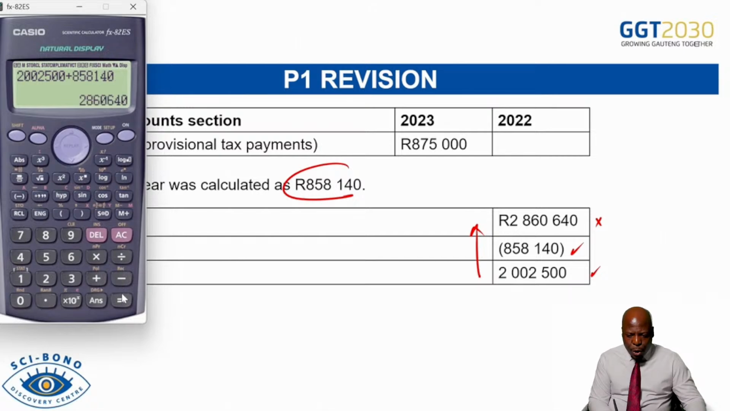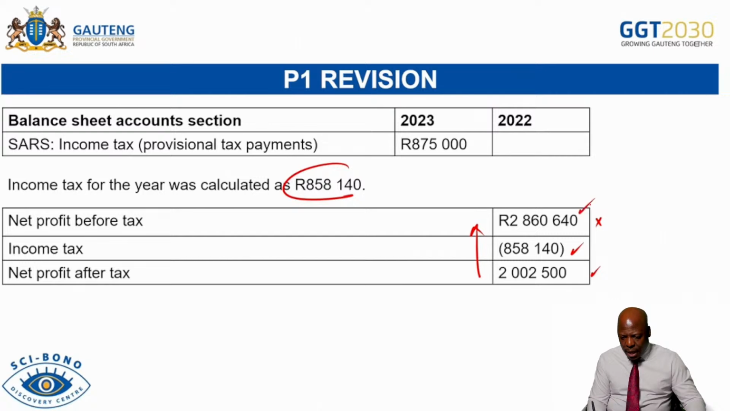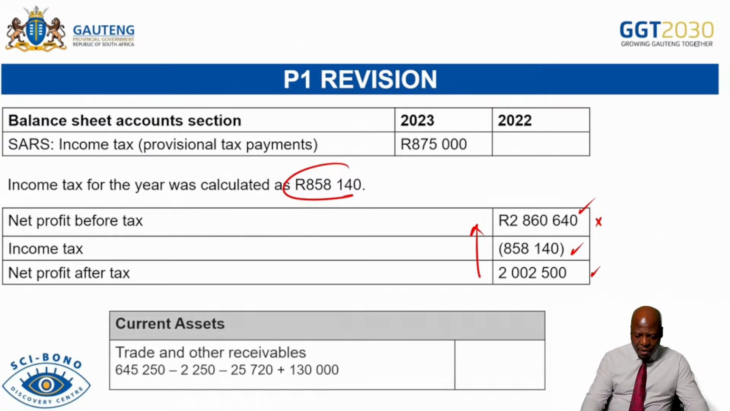That is how you end up with your 2,860,640 over there. That is how you end up with that one. But if you were to prepare the statement of financial position, what would you have done?